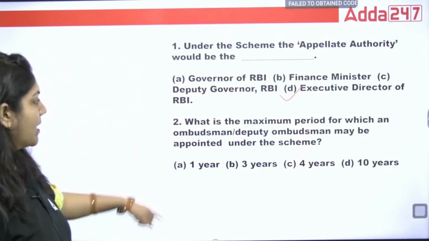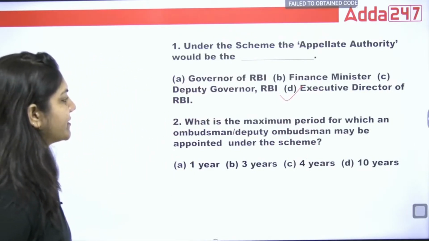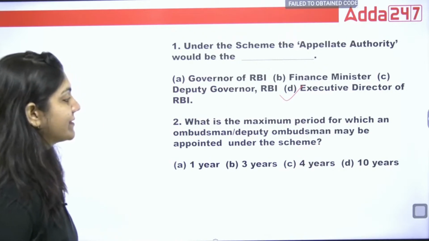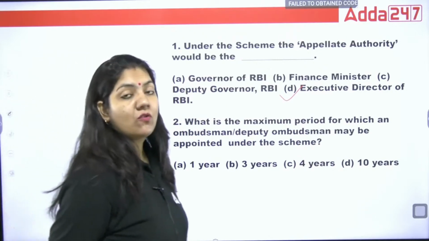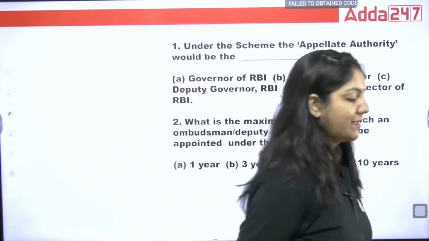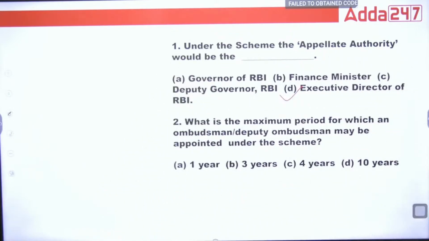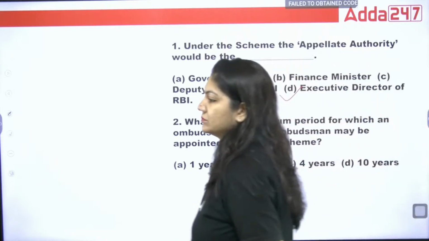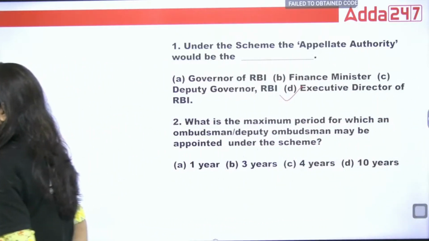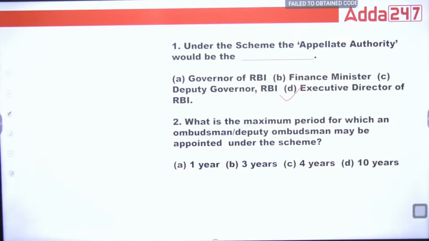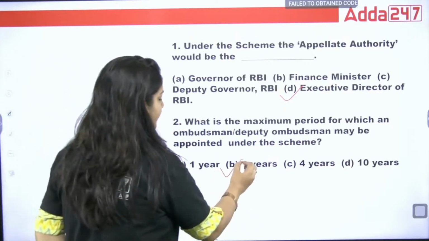Okay. What is the maximum period for which an ombudsman or deputy ombudsman may be appointed under the scheme? It means what is the tenure of the ombudsman and deputy ombudsman? Tell me. What is the tenure? So the tenure is basically 3 years. B is the right answer.